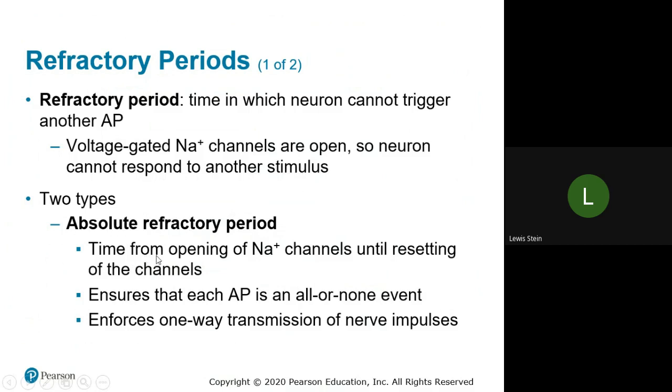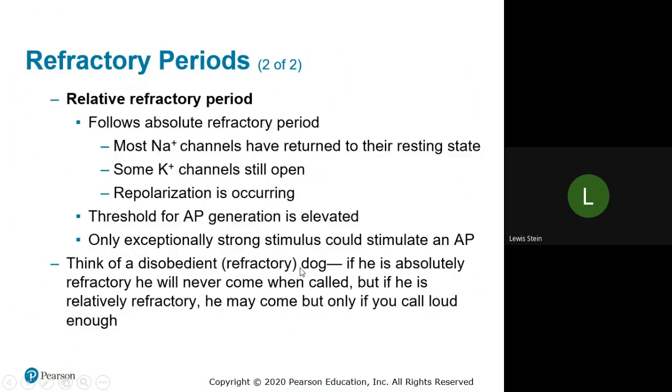So the absolute refractory period is the time from opening the sodium channels until resetting those channels, when the inactivation gate swings away, all in one event, giving one-way transmission. Relative is always after the absolute refractory period, once most channels have returned to their resting state. Even though some channels are open and repolarization is recurring, it just means that the threshold is a greater burden.